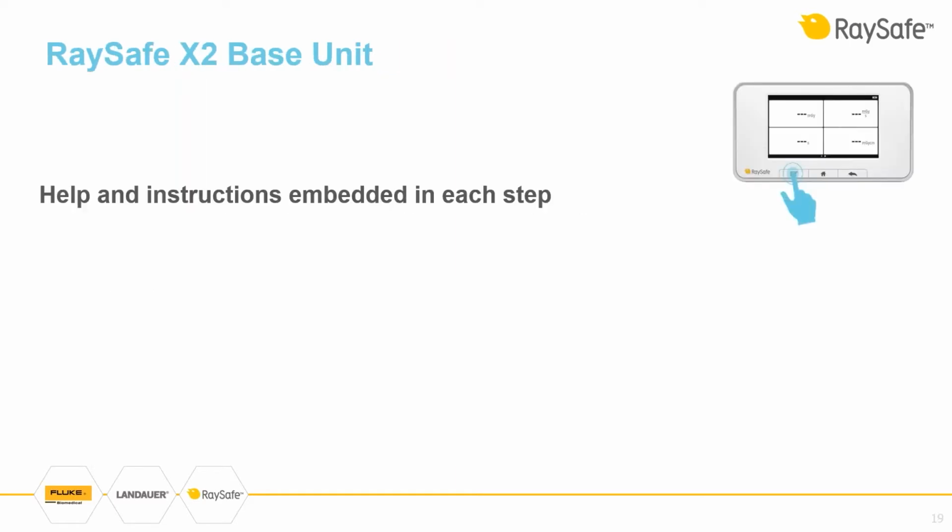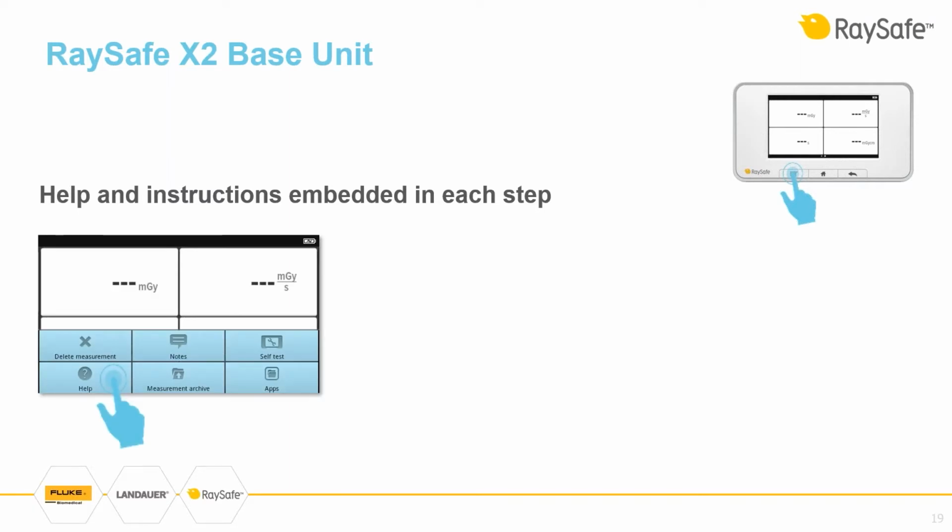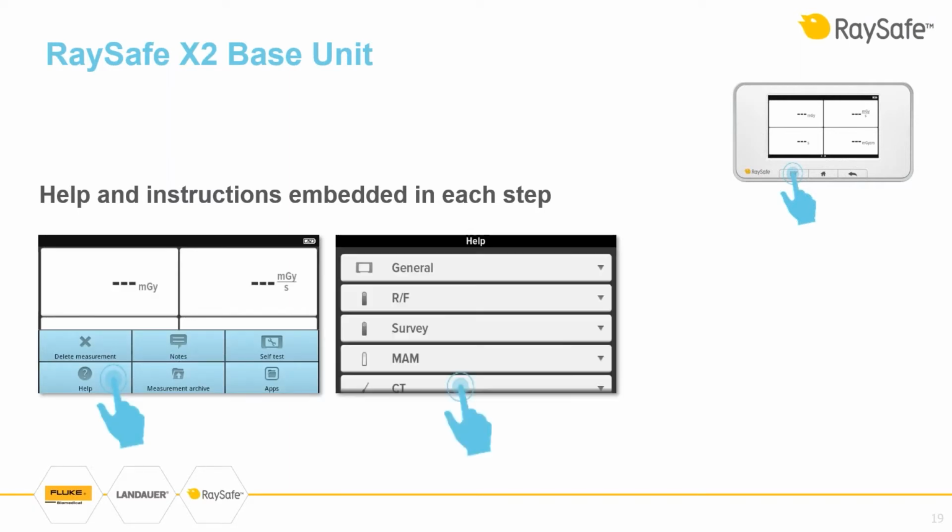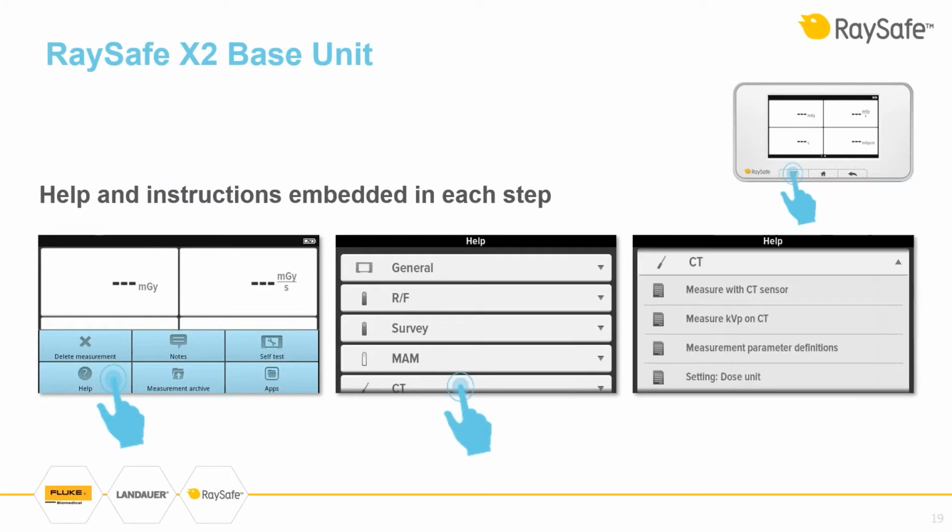If you would like to read our manual and how to use the CT sensor or any other instructions, they are easily accessible in the base unit. You just press the help button and all our manuals and instructions can be read directly from the base unit.